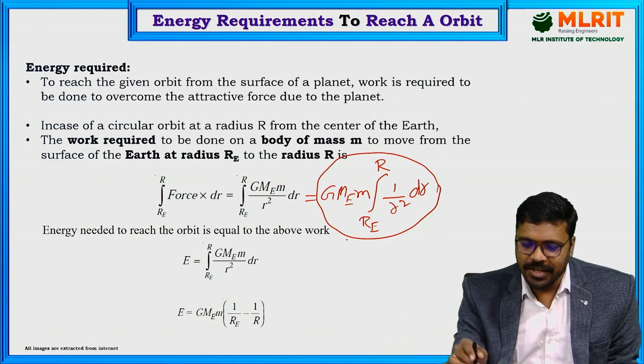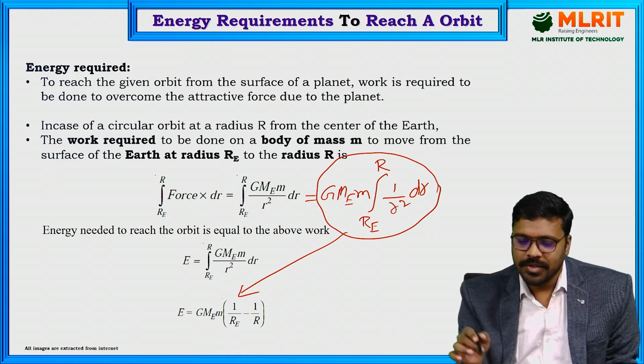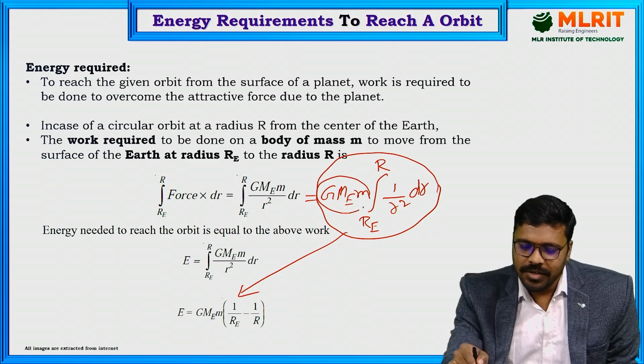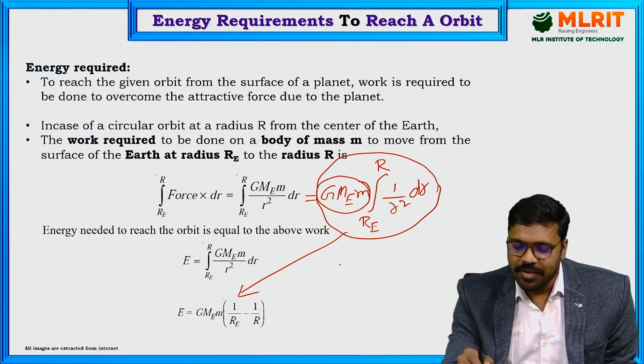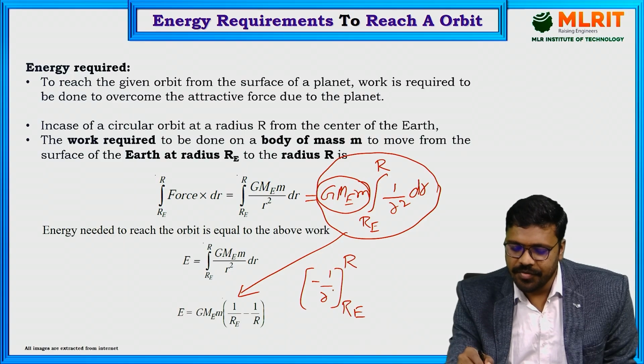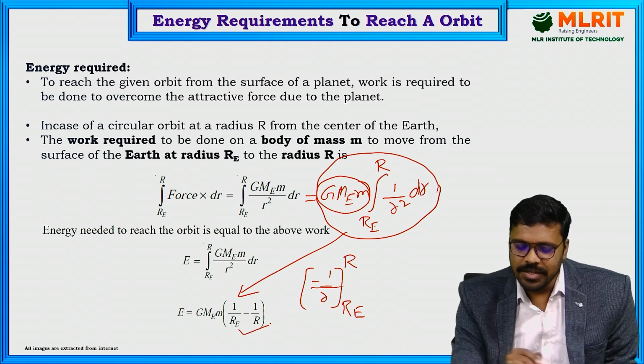So after integration, 1 by R square will become minus 1 by R. After applying the limits from RE to R, what happens? Capital G, we keep this term aside, and if you integrate, this will become minus 1 by R from RE to R. If you apply these limits, it will become 1 by RE minus 1 by R.